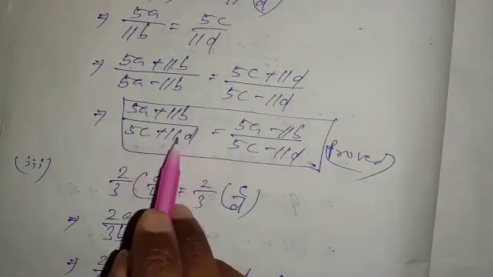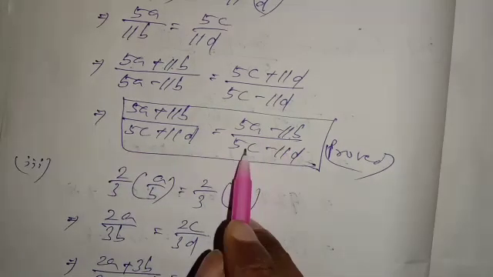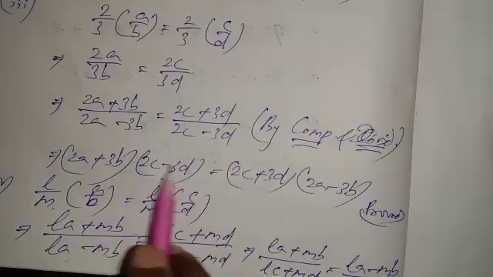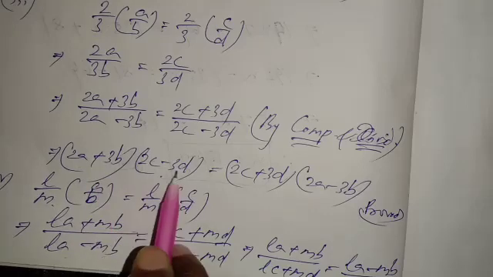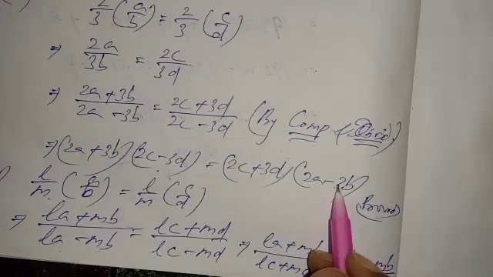5a plus 11b by 5c plus 11d equal to 5a minus 11b by 5c minus 11d. And third part, just by cross multiplication, you are getting (2a plus 3b) whole into (2c minus 3d) equal to (2c plus 3d) whole into (2a minus 3b).